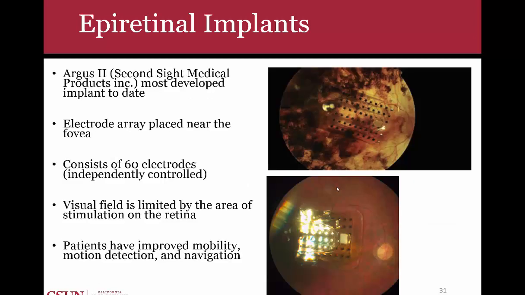Okay, here's an actual view of it. One of the most developed devices is the Argus 2 from Second Sight. They're actually located around here in the valley. And you can see here are the electrodes. Here you have many more electrodes. That's the gold looking pads here.